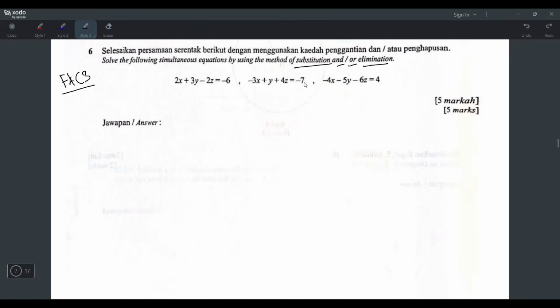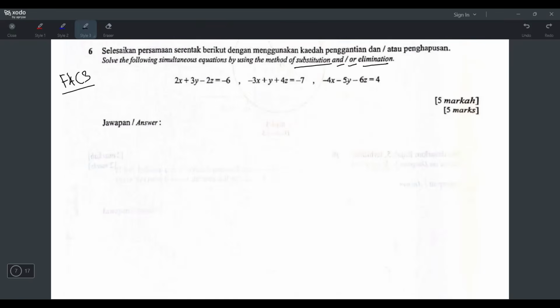Okay, let's look at the equations and see which method is better. This one is 2x plus 3y minus 2z equals 6. And then this one and this one. Usually when I decide, I will always look at the coefficient of x. I will take out x, x, x, y, y, y, z, z, z, like that. So let's look at the x here. The coefficients are 2, -3, -4. All not the same. What about the y coefficients? 3, +1, -5. All not the same. What about the z? -2, 4, -6. All not the same.